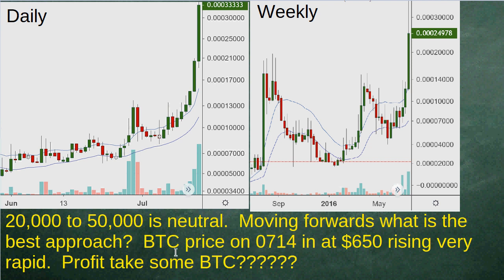Furthermore, Bitcoin price on July 14th is in at $650, rising very rapidly. It was around 400 and change on the previous update. So would you profit take some Bitcoin? Now remember, Bitcoin is still in the middle of that range. So for myself as a trader, small amounts, but not that much.